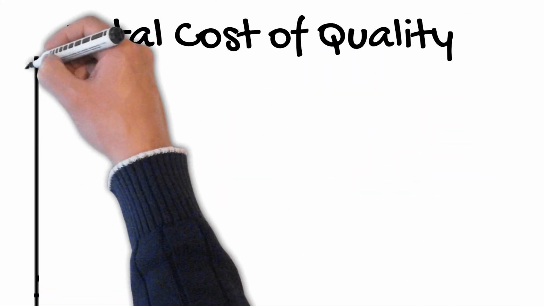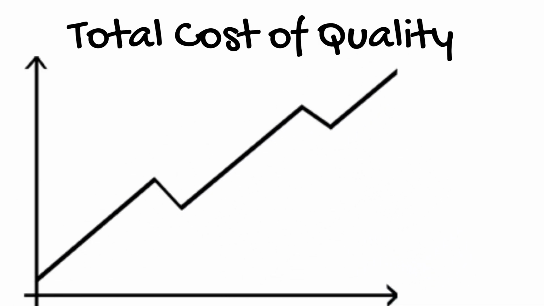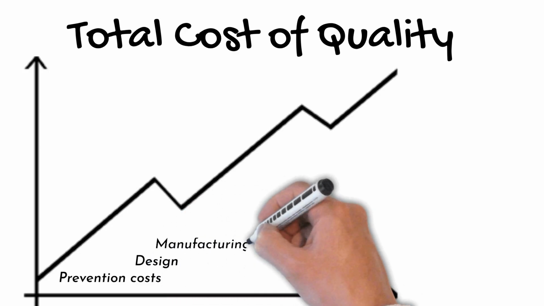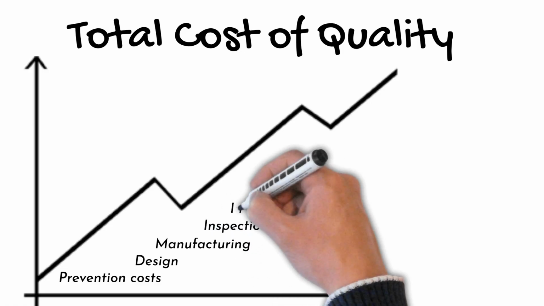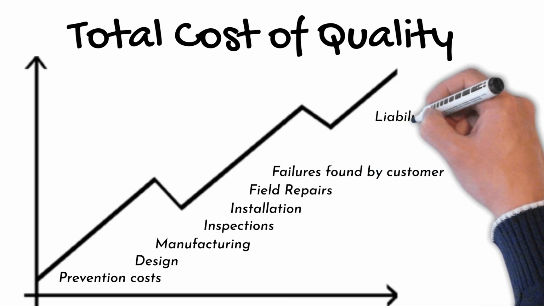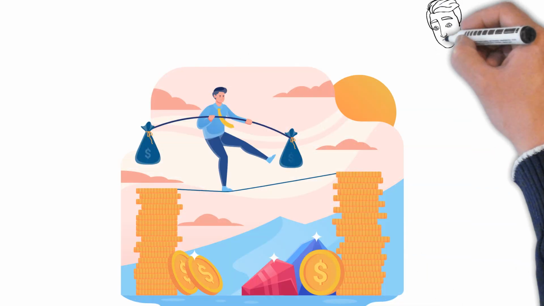Total cost of quality. We just reviewed the cost of good and bad quality. Now, how to add it up? Total cost of quality increases over time. At the beginning of the life cycle, there's prevention cost, then failures found during testing and design, failures during manufacturing, defects and problems discovered during inspection, installation, field repairs, failure found by the customers, and the liability costs. To model all the costs, we use the cost of quality model.